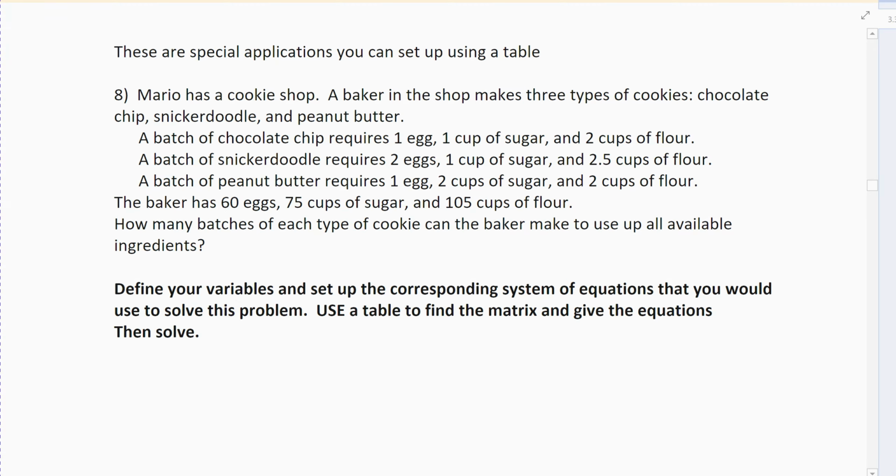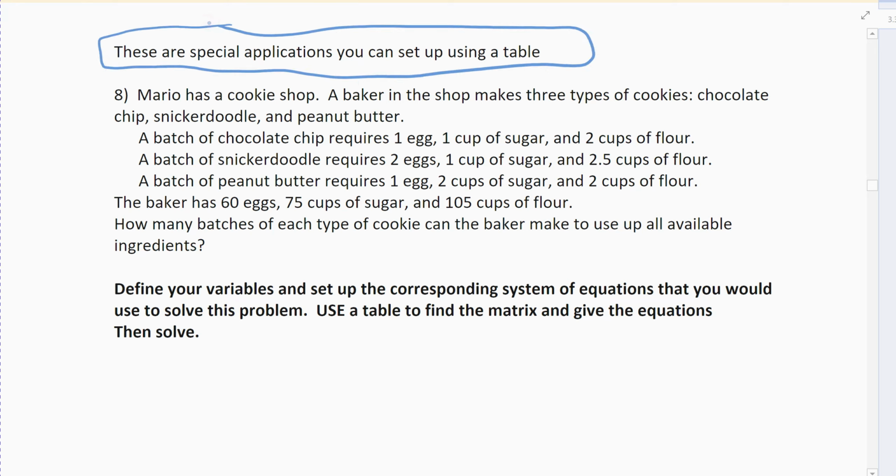The next few application problems are special types where we can set up with a table, and you'll have to do at least one of these on the quiz, and almost always one shows up on the final exam. These table cases are whenever we're making something, building something, creating something. While we're creating something, we're using up different parts. In this case, we're going to be using up eggs, sugar, and flour. Sometimes we're using up the time it takes to build something, and we'll do examples where those are the cases.